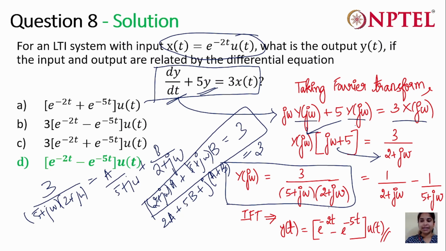So this I will be writing as 1 by 2 plus j omega minus 1 by 5 plus j omega. Now to find the inverse Fourier transform, y of t will be equal to e power minus 2t minus e power minus 5t into u of t. So from a product of two fractions to a sum of two fractions, if you do it in this way, it is a bit easier. You can substitute some value for omega and then equate on both sides and you can find a and b quickly.